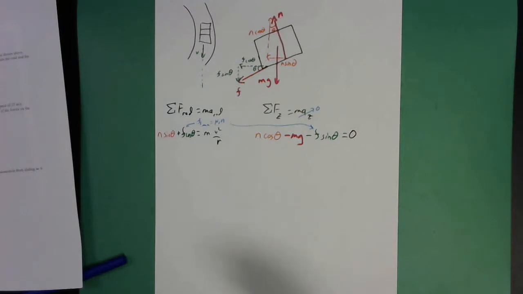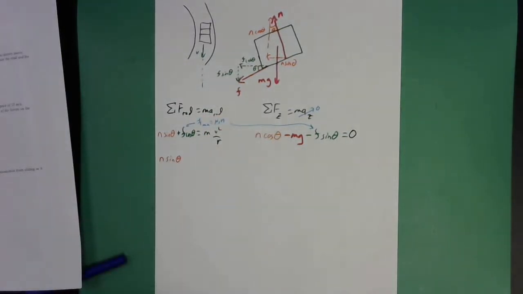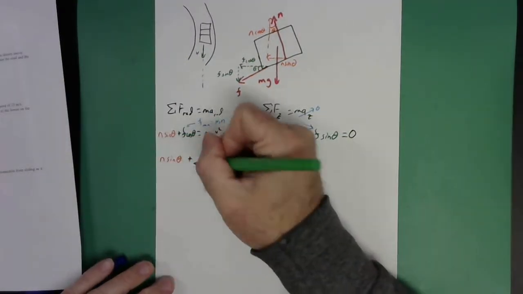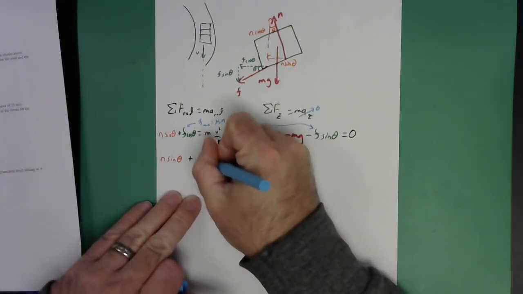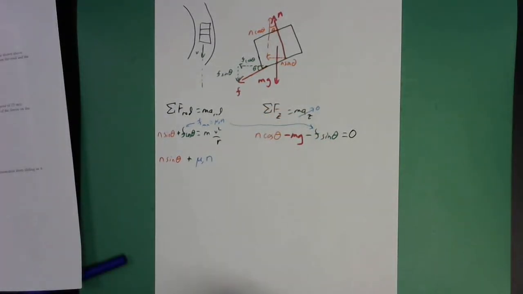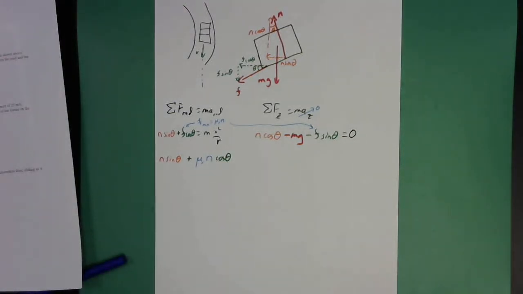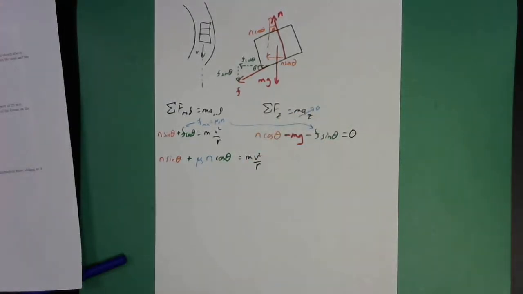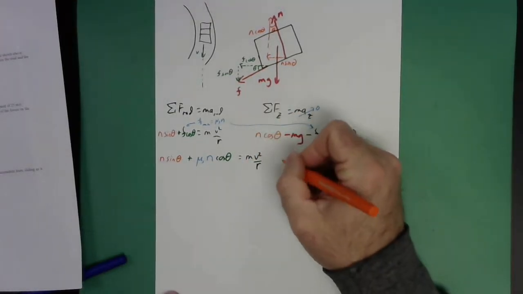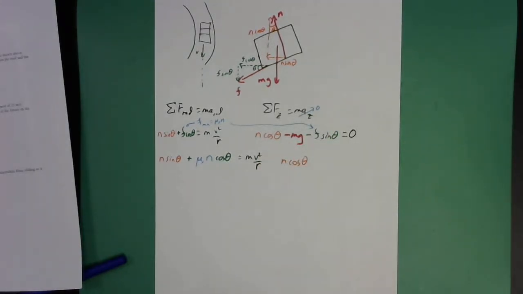Because we're trying to find that mu, I need to get that mu in the equation, right? So when I do that, here we go: N sine theta plus, and now I'm going to substitute in mu N, that's static mu times the normal force times the cosine theta, is going to equal mv squared over r. Going to the other axis, I'm going to have N cosine theta. Do you mind me doing both axes at once here? Hope not.